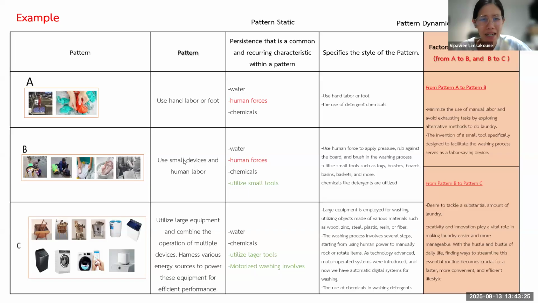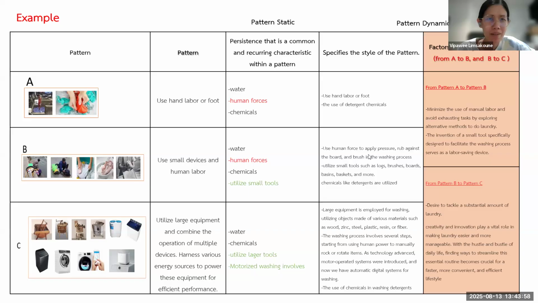Let me also explain this row B, pattern B. The common recurring characteristics within pattern B are that we still use water for washing clothes. We still use human force. We could use chemicals. And in addition to pattern A, we use small tools to help us clean.